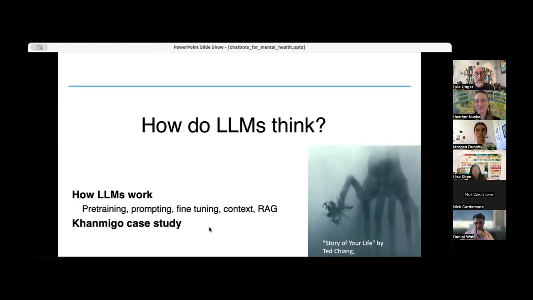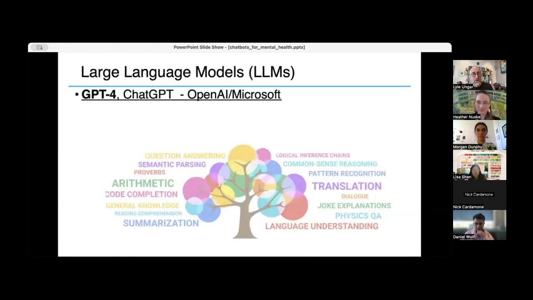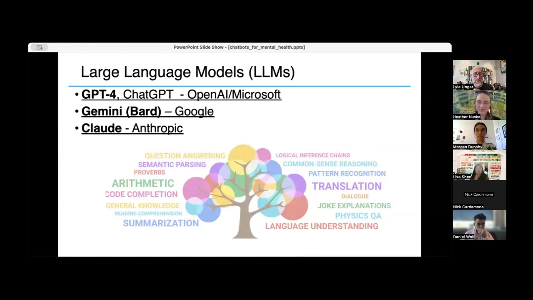Cool. And I'll talk a little bit about Conmigo as a case study where education is ahead of therapy. So there are a bunch of large language models. And I think the thing to note is at the moment, there are basically three in the world that are roughly the same: GPT-4, Gemini, and Claude. They're all big, expensive. They all do everything. They take text in, they put text out.